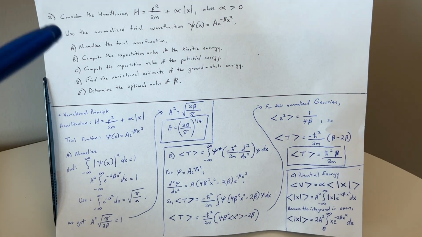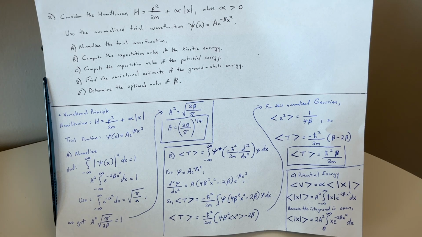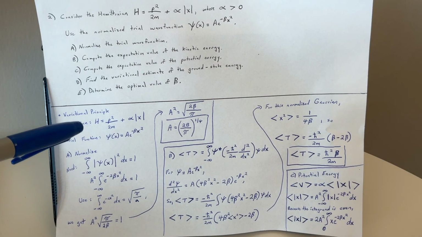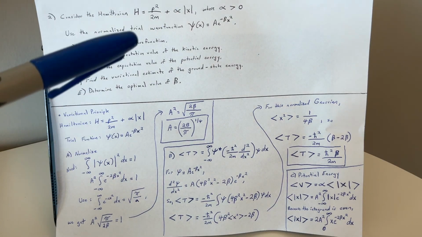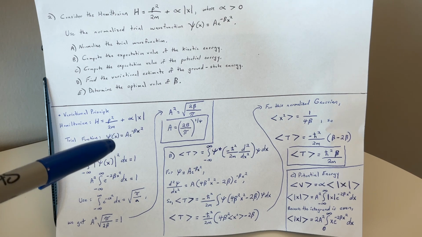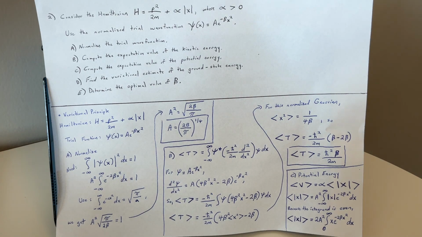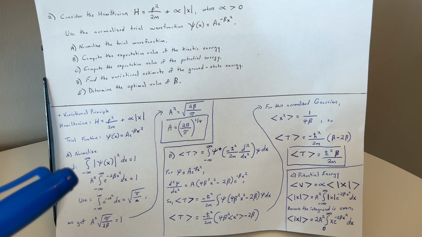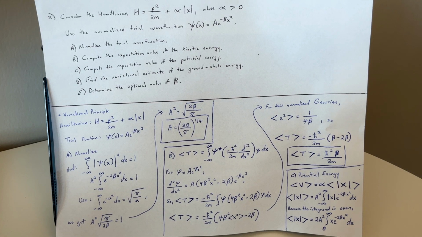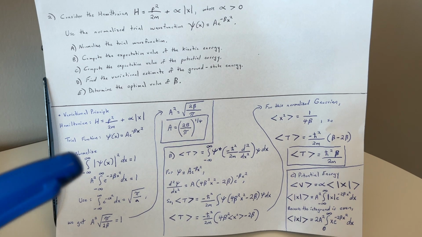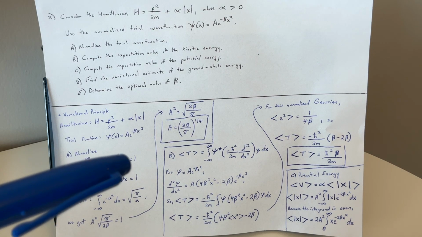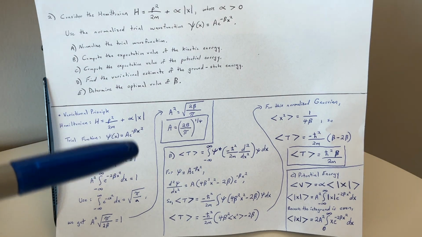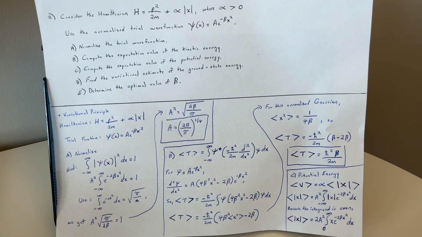So part A, they want us to normalize the trial wave function. This is in regards to the variational principle, and our Hamiltonian and trial wave function are given to us here. In order to normalize that, we need to integrate from negative infinity to infinity the modulus of psi of x, squared. Integrating that, normalizing it, we want to set it equal to 1 because we're going to want to get our A squared value.